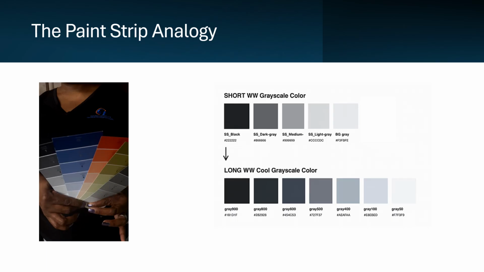A wide window width means more shades of gray, and a narrow window width means fewer shades of gray, more contrast. Now, window level sits in the center of your paint strip or your grayscale and highlights what you're trying to see. If your window level is too high, everything looks darker. If it's too low, everything gets washed out.